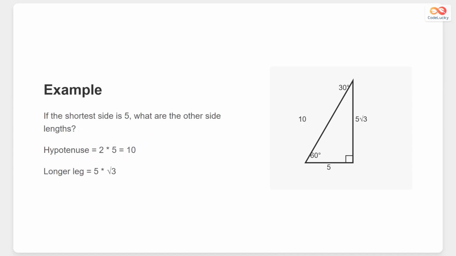Let's try an example. If the shortest side x is 5, what are the other side lengths? The hypotenuse is 2 times 5, which is 10. The longer leg is 5 times the square root of 3.